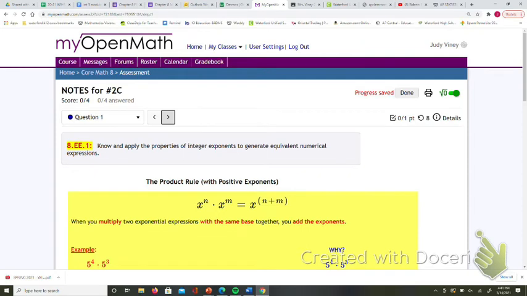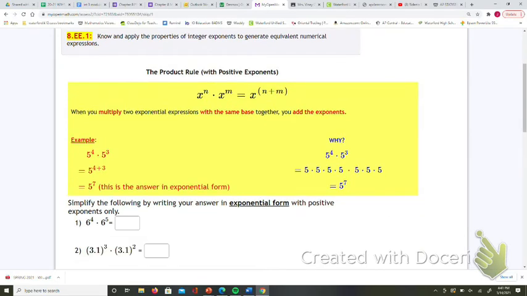So we just learned about exponents. We have a base to a power. So for example, if you look right here, that's 5 to the 4th power. And 5 to the 4th power means 5 times 5 times 5 times 5. Okay? So this is just a reminder of what we learned last time.